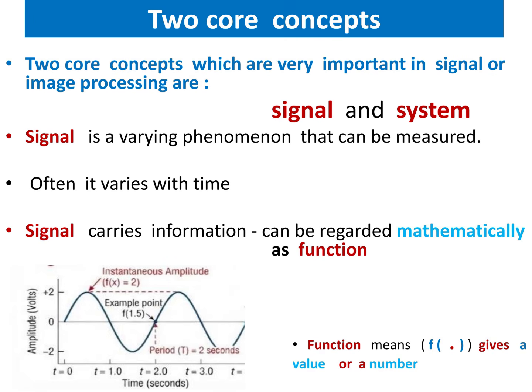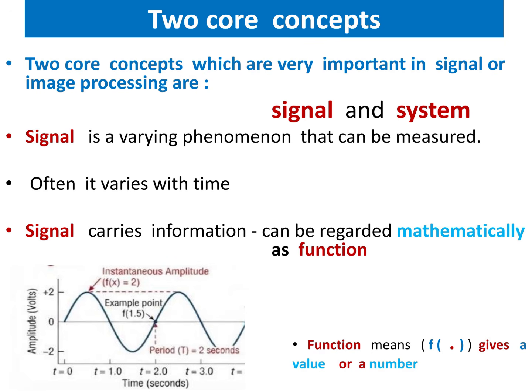Two fundamental concepts in signal and image processing are signal and system. A signal is a measurable quantity that varies with an independent variable, such as time or space, and carries information. Mathematically, it can be represented as a function. In the figure, the horizontal axis represents time, and the vertical axis represents signal amplitude. At any instant, the function gives the corresponding amplitude value of the signal.